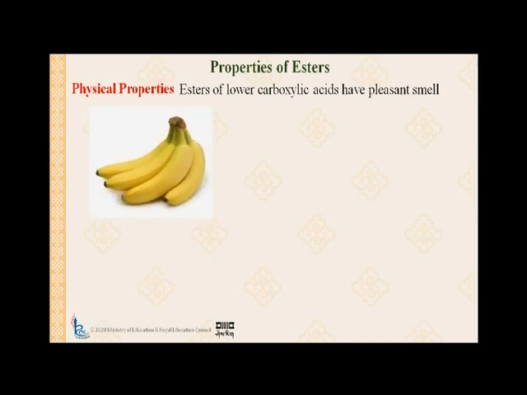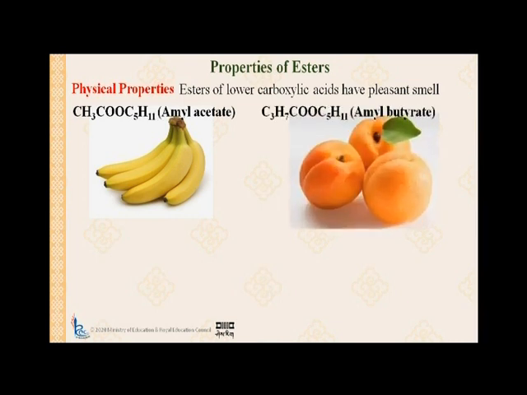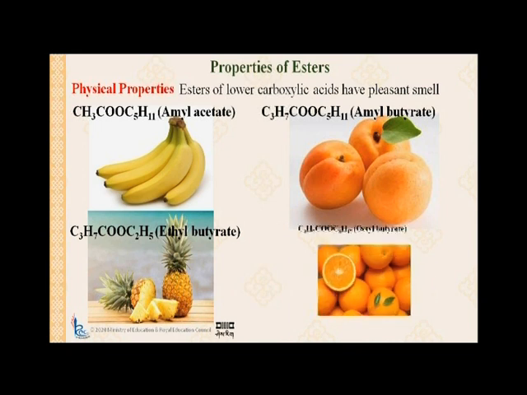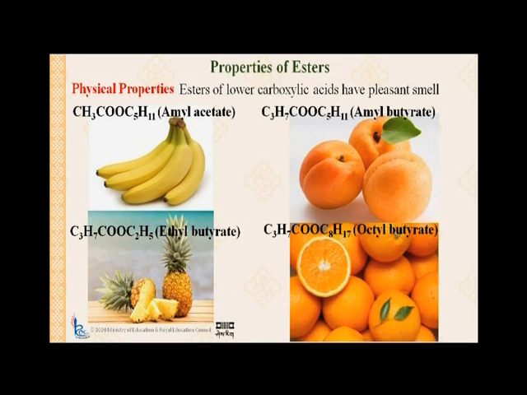So for example, let's say we have banana, and banana has got certain taste and certain smell, and that is because it contains an ester known as amyl acetate. Similarly, let's say we have apricot. Apricot has got a certain pleasant smell and taste because of the ester known as amyl butyrate, and similarly pineapple has ethyl butyrate, and oranges have octyl butyrate. So almost all the fruits which have got pleasant smell and pleasant taste have got these esters. These are some of the examples of the esters present in these fruits.